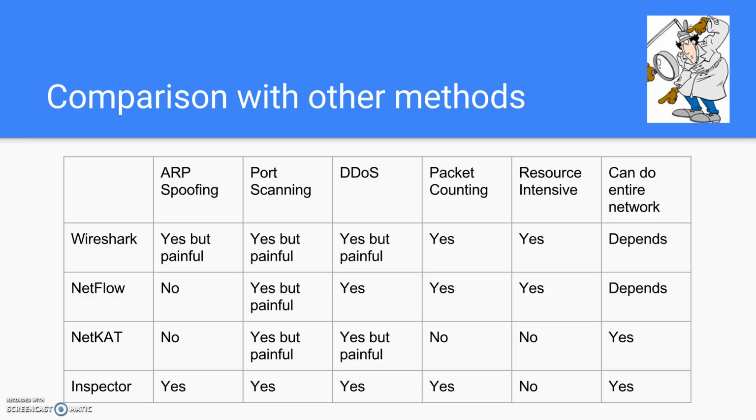And the last limitation is that the traditional methods of Wireshark and NetFlow pretty much can't really do an entire network, because you really have to have it running on every host that's receiving the actual traffic. Whereas with Inspector, because it's an SDN controller, you just need to install it in one place and you can see everything.